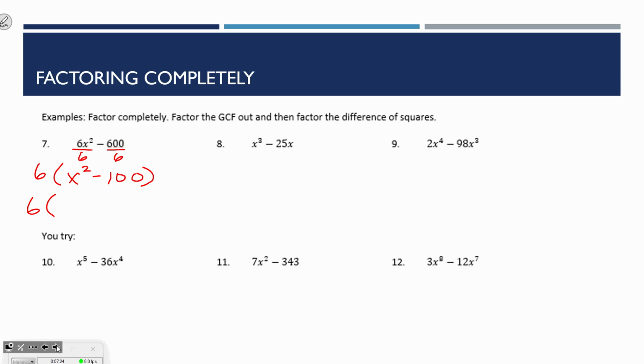So remember, a difference of 2 squares factors into the sum and the difference of 2 terms. So that is factored completely.